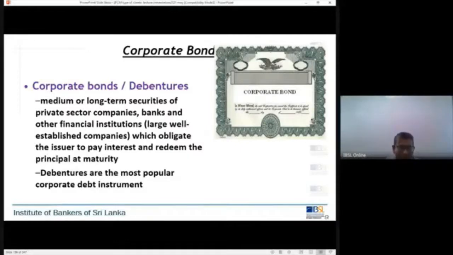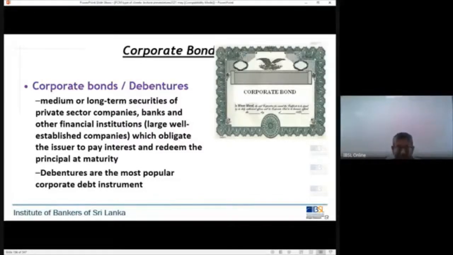I am not going to talk about all these things. You may learn them, as I explained to you, like subordinate debentures, redeemable debentures, and all sorts of others. There are different types of debentures, right? And remember, debentures are the most popular corporate debt instrument.